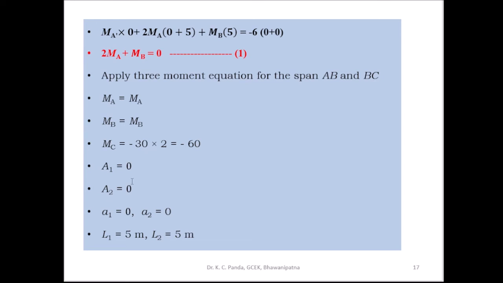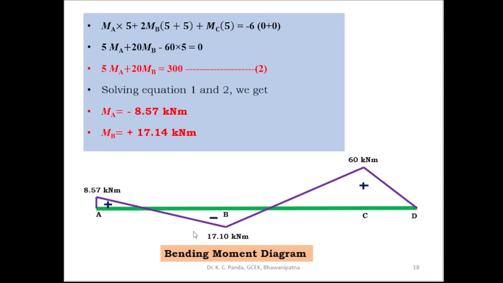There is no loading on the span AB and BC, so A1 is equal to 0 and A2 is 0, and L1 is equal to 5 meter and L2 is equal to 5 meter. Then after putting these values in the three moment theorem, you get 5 MA plus 20 MB is equal to 300. So this is the second equation.